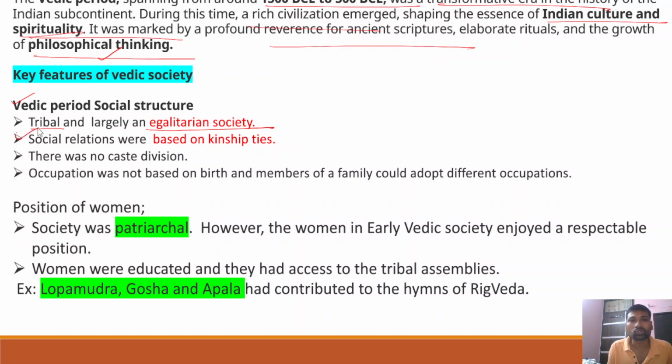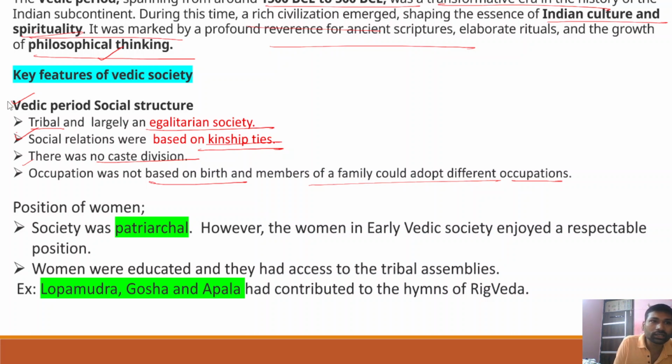Secondly, social relations were based on kinship ties. We have huge kinship relations in India even now, and that was practiced in the Vedic period. Thirdly, there were no caste divisions among the people, and occupation was not based on birth; members of a family could adopt different occupations. For example, in the later Vedic period, people based on caste used to have occupations, such as Vaishyas in trading and money lending. But during the Vedic period, members of the same family could adopt different occupations and professions.